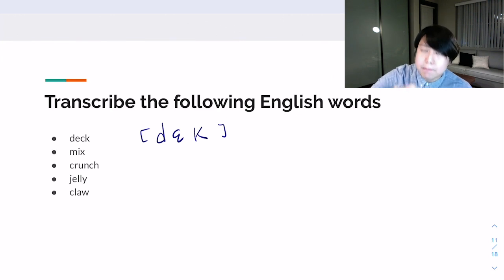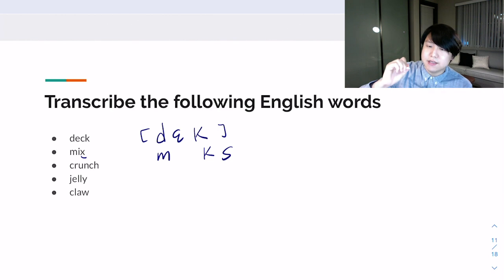Mix, m-i-k-s. Although it's spelled with x, it consists of two consonants, k and s. The starting consonant is m, and then there's a vowel. So that's how you transcribe the word mix.